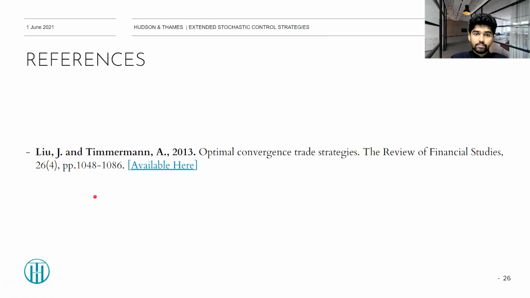Here's the reference paper that I've used for this presentation and for implementing these models. Please feel free to go through this paper if you're interested in this topic. It's a pretty great paper with some pretty interesting results. I had to omit some of these from the presentation in the interest of time. But interested viewers can go through the paper to gain a deeper understanding of convergence trades using stochastic control approaches.